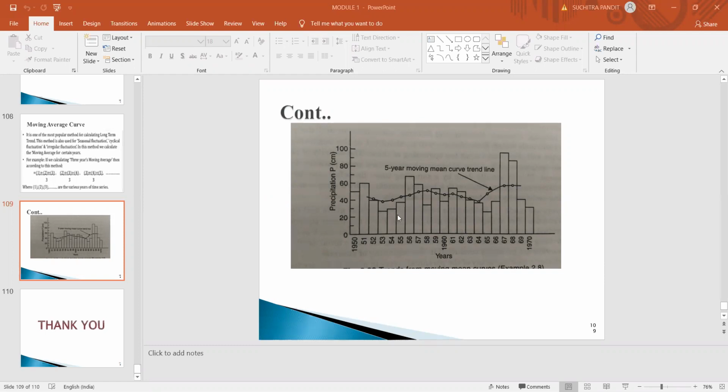Especially in some economics graphs, they calculate the moving average curve for a number of years. Similarly, if you have rainfall data for a number of years, you can present it in the form of a bar graph. It will not show you any cyclic trend.